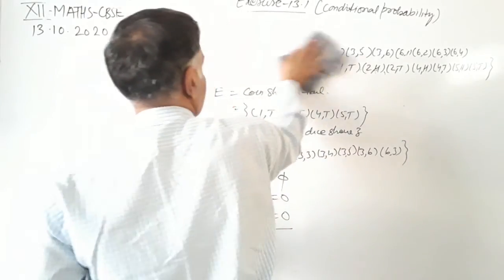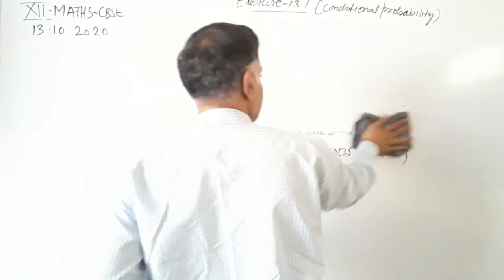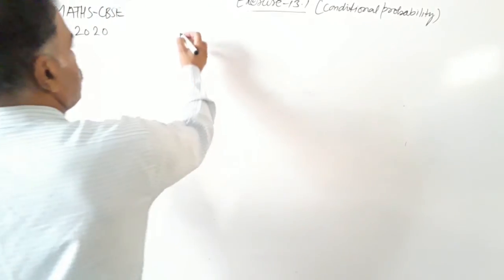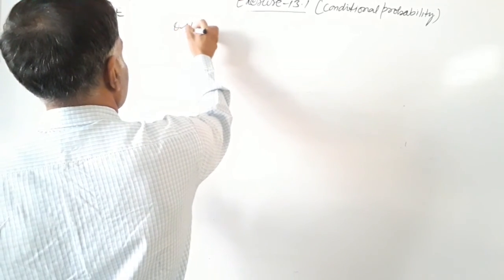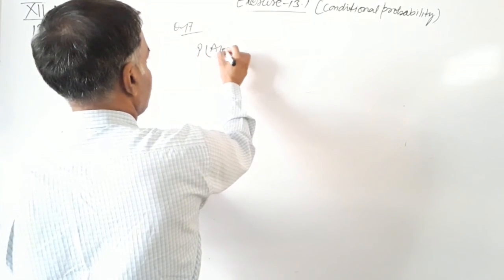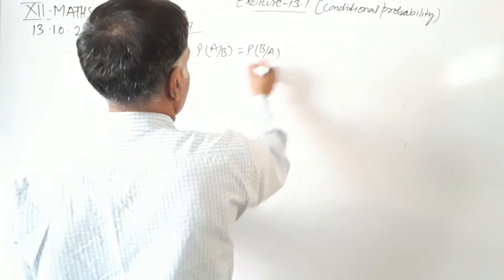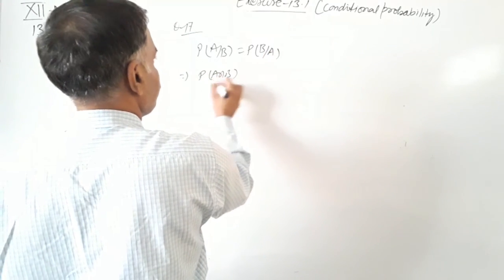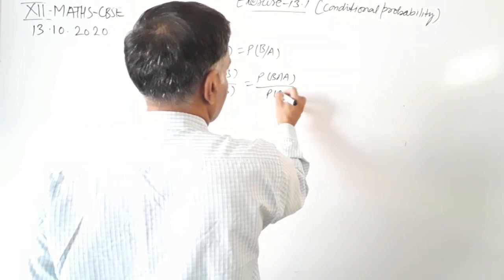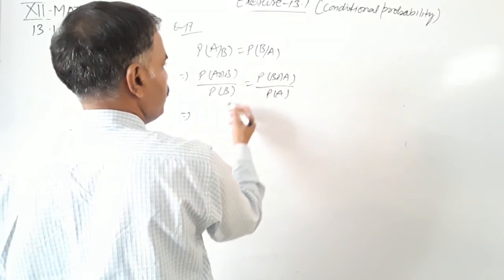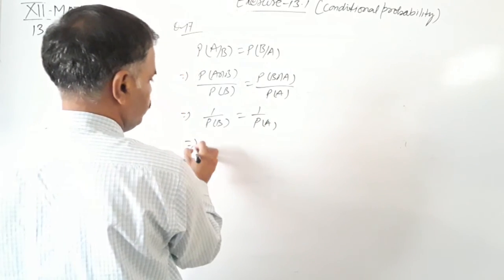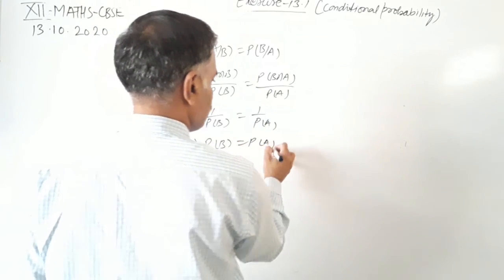Question number 17 is the last question of exercise 13.1, and the last question of today's chapter also. We have been given P(A given B) equals P(B given A). Means P(A intersection B) upon P(B) is equal to P(B intersection A) upon P(A). So P(A intersection B) times 1 upon P(B) equals 1 upon P(A), means P(B) equals P(A).